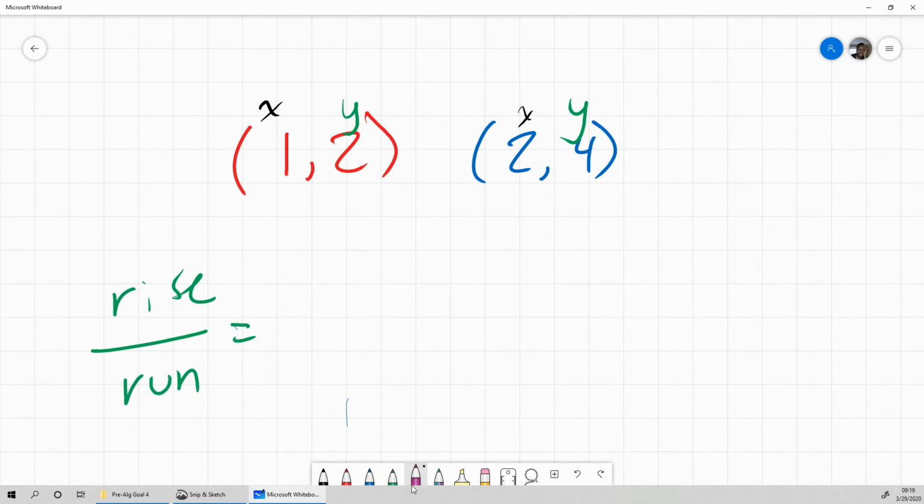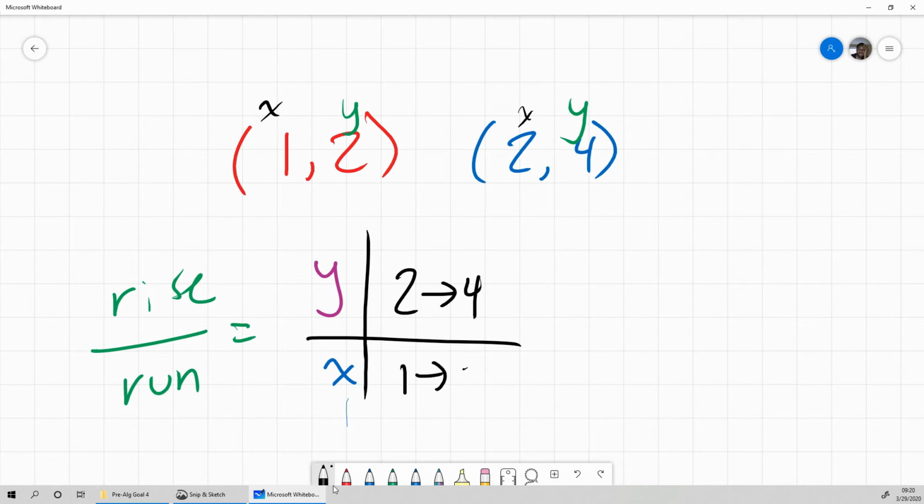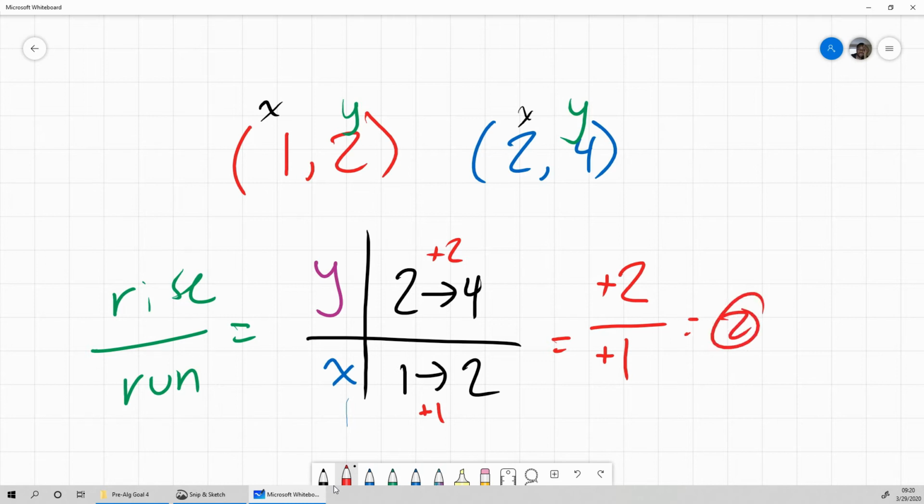Rise deals with your y. Run deals with your x. So how do we figure this out? Well, we're just asking ourselves, how did I go from 2 to 4? And how did I go from 1 to 2? Well, to go from 2 to 4, I added 2. To go from 1 to 2, I added 1. So my slope should be plus 2 over plus 1. Which, what do you know? That's 2, just like we had.